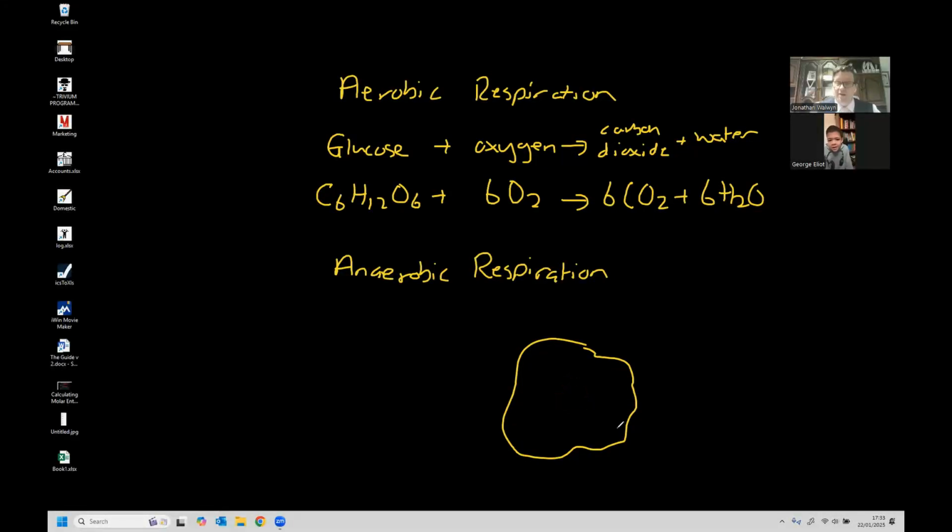All right, well, now you know cytoplasm is all of the liquidy stuff that everything else floats around in the cell. So anaerobic respiration happens in the cytoplasm. Aerobic happens in the mitochondria.